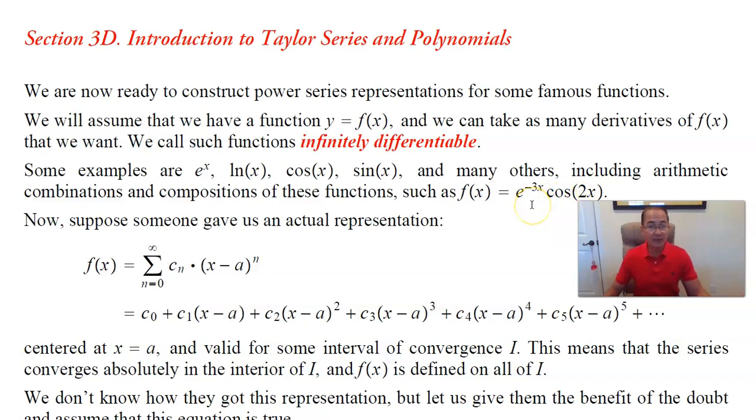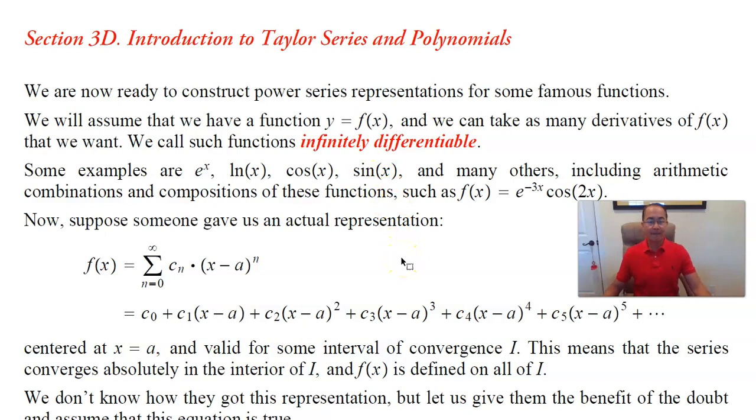And by the product rule, you can take as many derivatives as you want of e to the minus 3x times cosine 2x. Okay. So let's put that aside for now. We will play with them later on. In particular, these three, we're going to play with them.